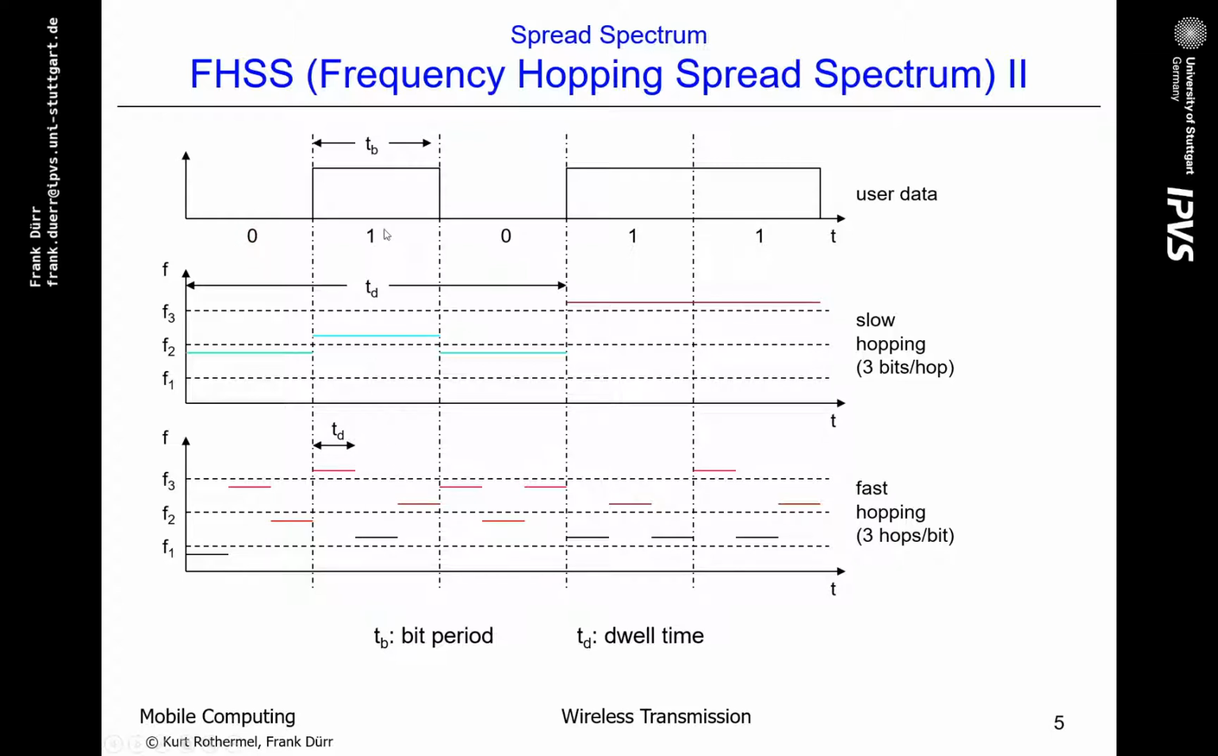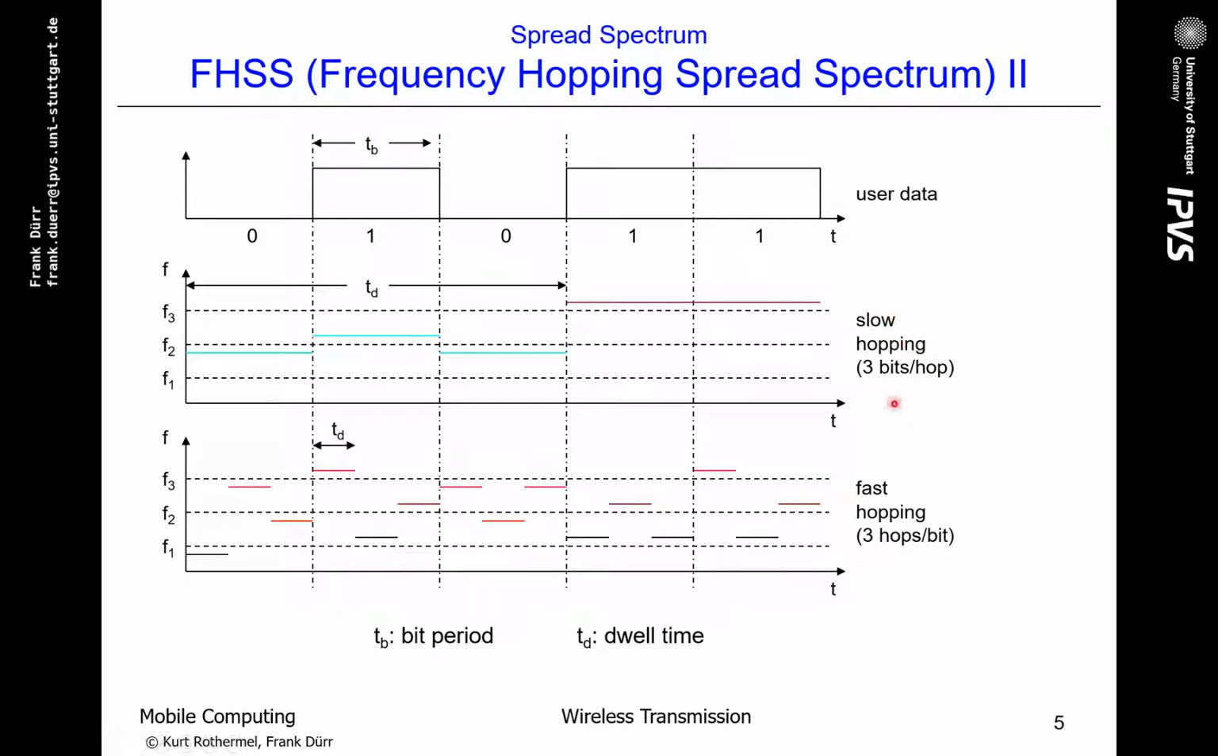Then we go to the next bit, the bit 1 here, and then we transmit a 1 on frequency number 3, then a 1 on frequency number 2, then a 1 on frequency number 1. So this should just be a random sequence of how we hop through the different frequencies. But you get the idea. So we transmit a 1 bit here, then we jump to frequency F1, and then we jump to frequency F2. So 3 changes of frequency necessary for transmitting 1 bit. This is then a fast hopping scheme. Okay, so quite easy to see.